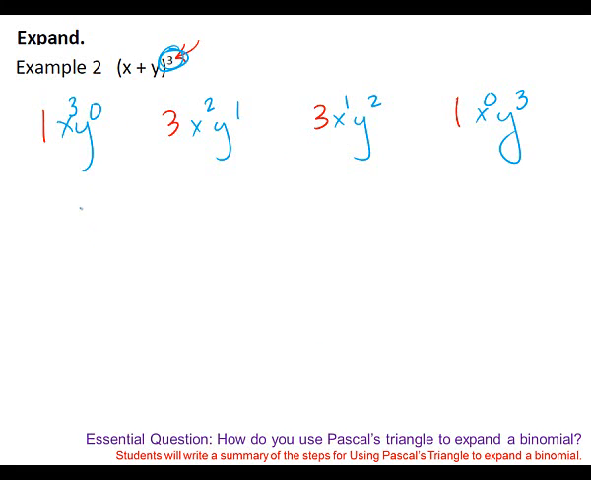So to write the pretty version of this, I would say x cubed plus 3x squared y plus 3xy squared plus y cubed.